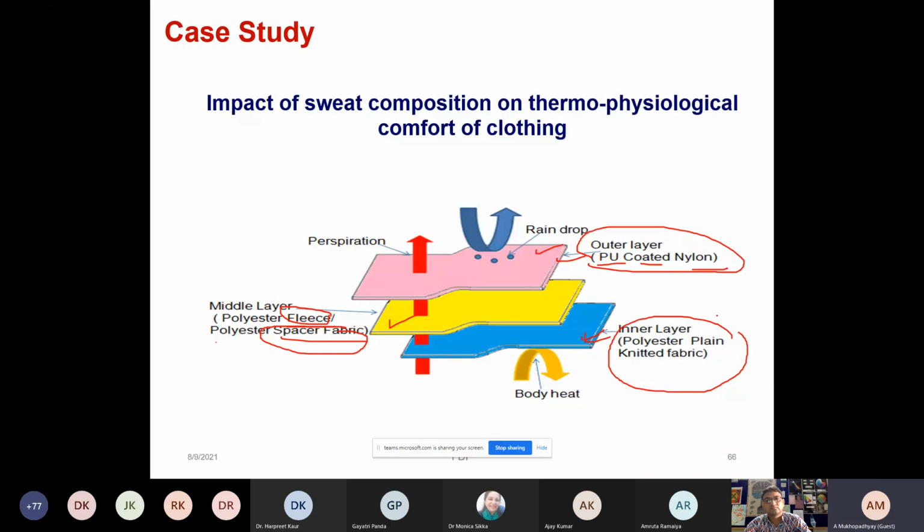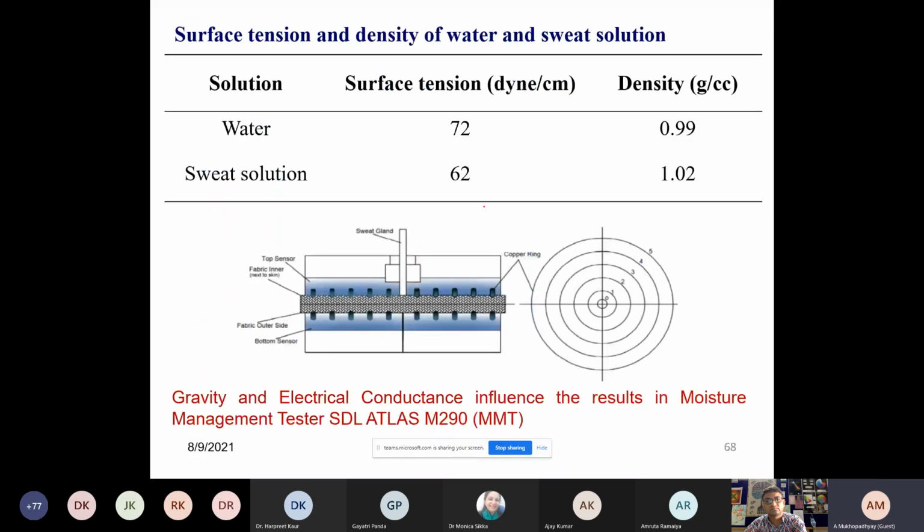So this is the multi-layer fabric which is used for cold climate. The number of layers can also be increased depending on the extent of temperature. So if the temperature is -40, -45, obviously you need a different number of layers, they will go on increasing. That may happen. So here the objective was to see how the sweat solution acts differently than pure water.